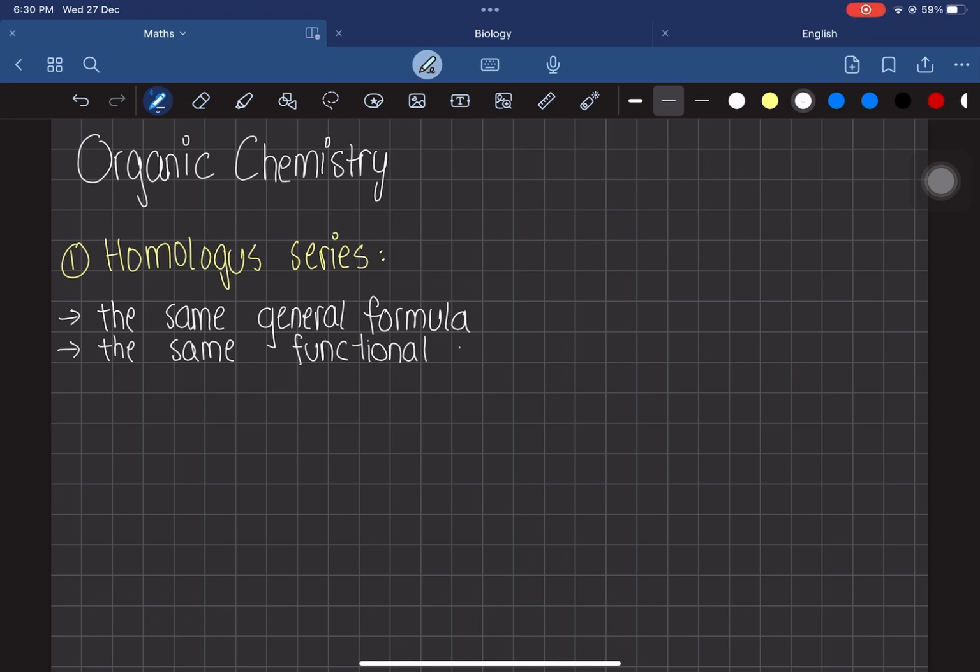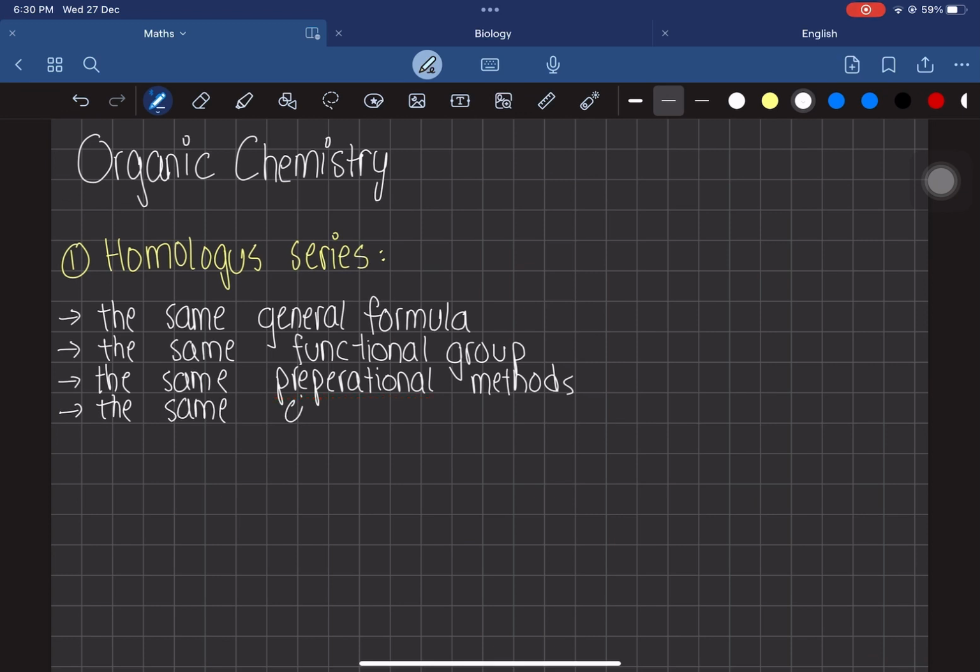And thirdly, they must have the same preparational methods. And lastly, they must have the same chemical properties. So these are some of the properties of the homologous series, and if any compound is part of a homologous series, it must obey these 4 rules.